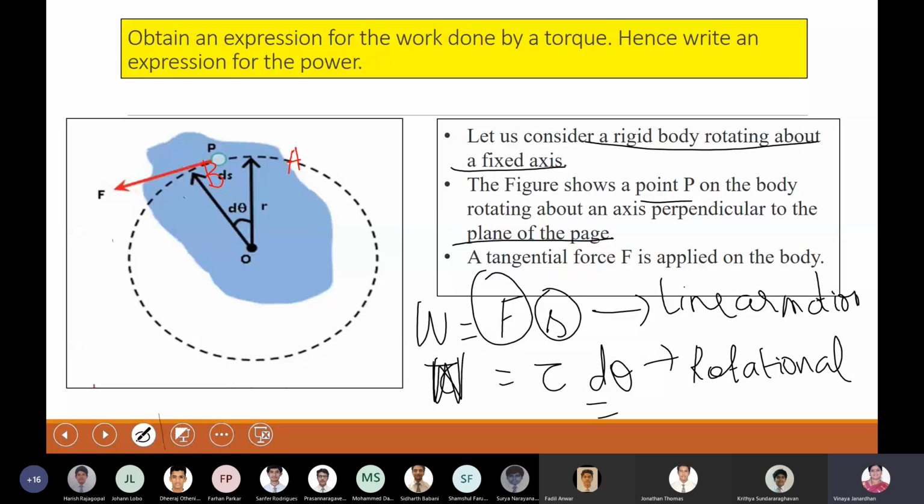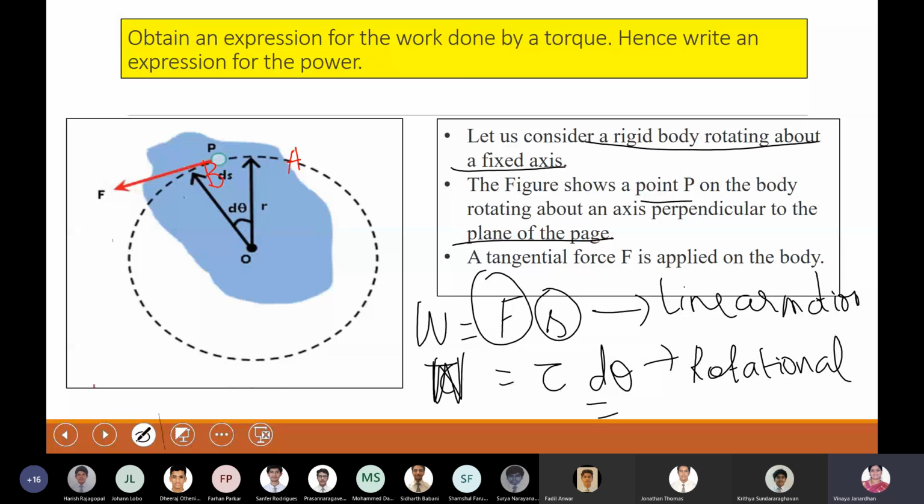What is torque? Torque is the force which produces a rotatory effect, and it can be measured as force into the perpendicular distance. So this torque will produce an angular displacement, while your linear force produces linear displacement. F is the linear force, meaning the force when the body is undergoing linear motion. So F is the force which produces a linear displacement S.